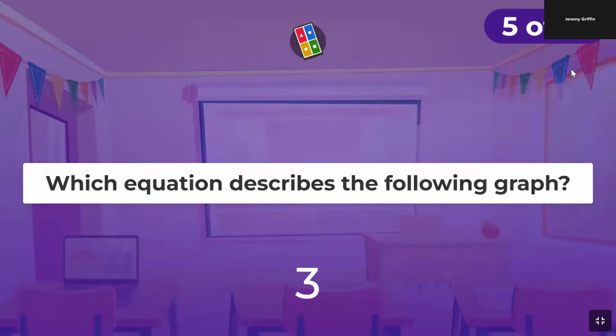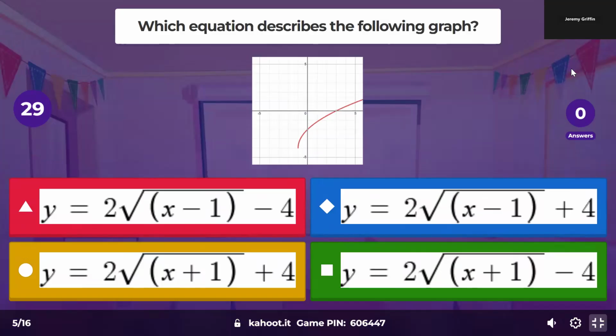Okay, more points. Which equation describes the following graph? I'll help you guys out. Let's do this verbally. Guys, is this some kind of a square root curve? I see these all are like 2 times the square root of something. So really, this is a translation question.